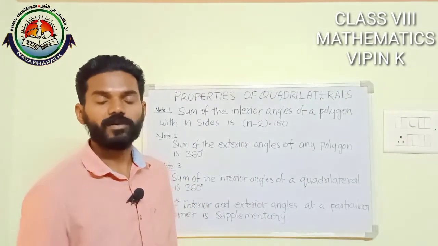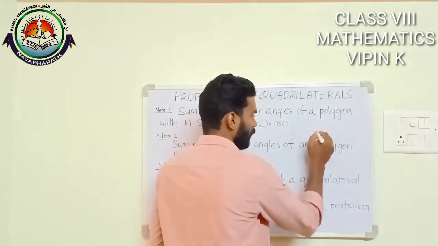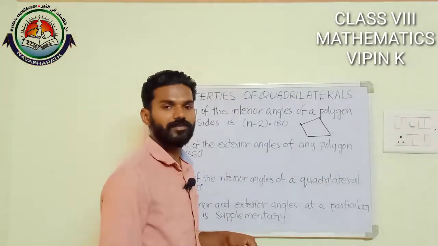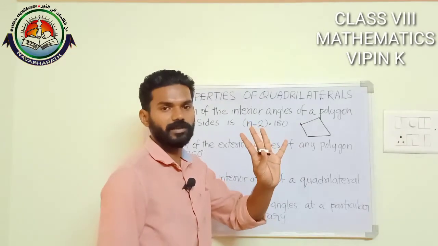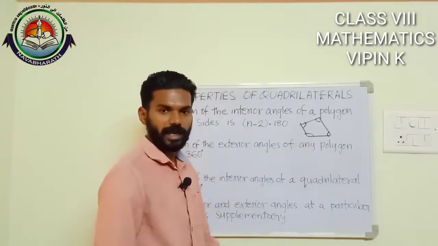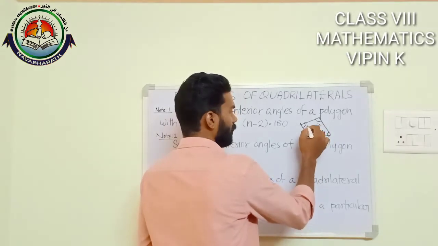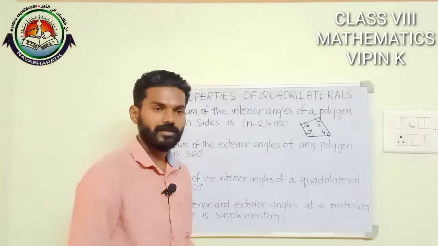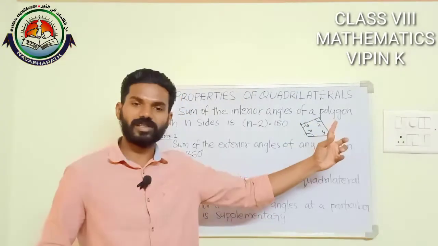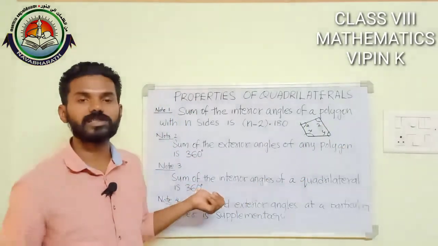So for a quadrilateral, the sum of all its interior angles. See here, I am drawing a quadrilateral just like this. How many sides would be there for a quadrilateral? Four sides. If we add all the four interior angles, suppose x, y, z and some a, then a plus x plus y plus z, that is the sum of the interior angles, would be equal to 360 degrees.